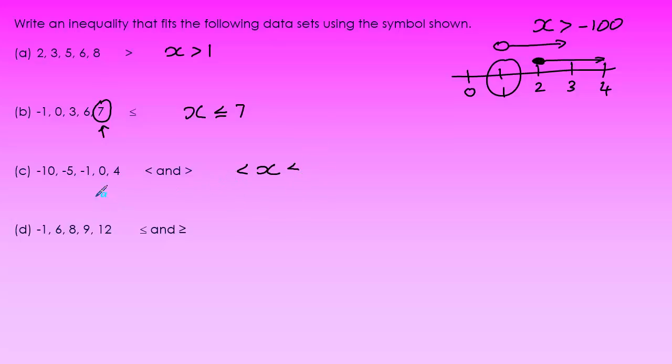Now greater than, so we need to fit as close to negative 10 as we can. So if negative 10 is here, negative 11 is here. So negative 10 is in the set that's greater than negative 11. So we'll put negative 11 here.